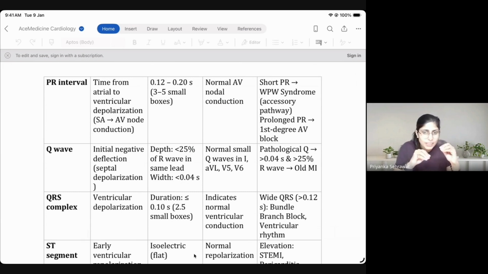Now there can be short PR interval in cases of accessory pathway, which we will read about. We will study that when we do the basics of arrhythmias. We will read about AV block also. You will understand the PR interval there.